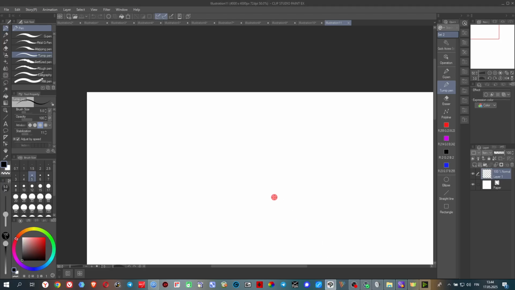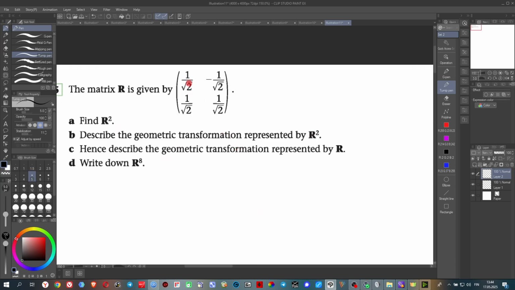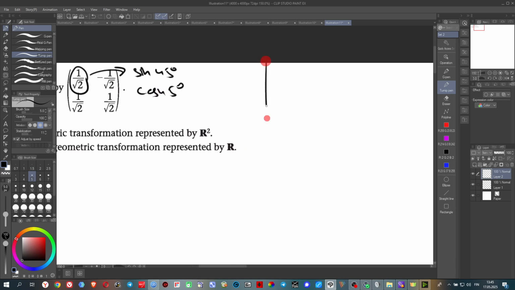Okay, so once you see this type of matrix, you should immediately notice that these numbers look like trigonometric values, something like sine of 45 degrees or cosine of 45 degrees. For example, it can be a square root of 3 over 2 or something like this. So usually you should remember about the rotation matrix right away.